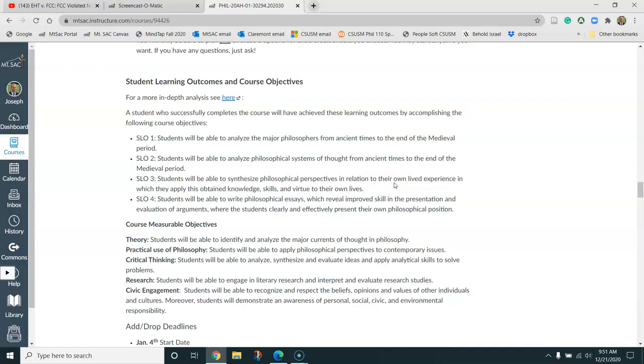Things like that. You'll be able to write essays which will reveal improved skill in your presentation and evaluation of arguments. So those are the 4 learning outcomes.